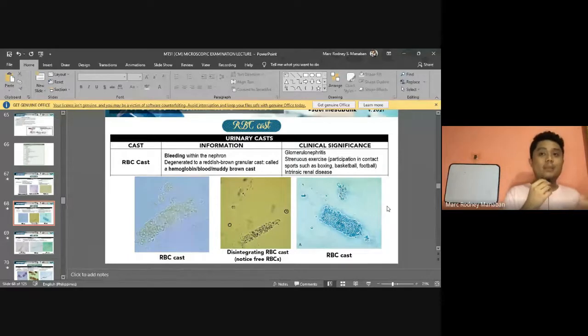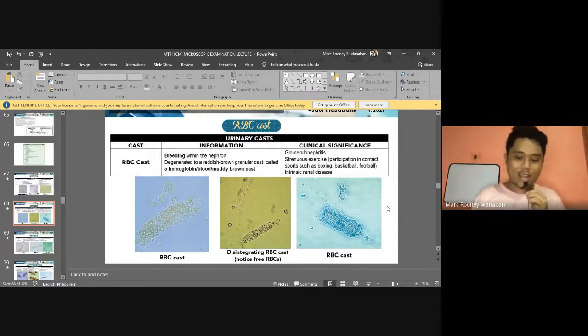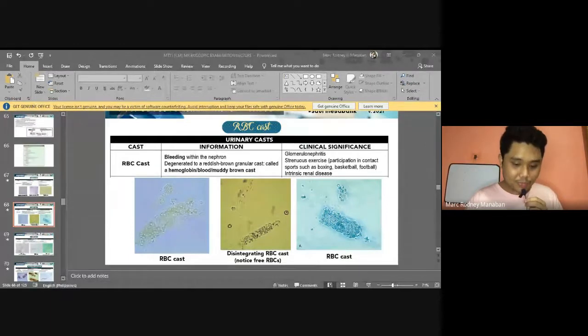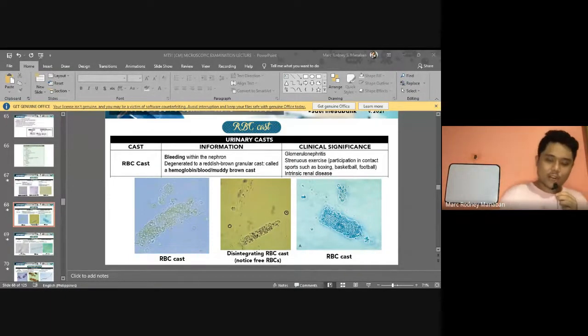It is no longer called an RBC cast. Basta, if you can no longer see the RBCs inside and you only see a homogeneous brown matrix, then that is your hemoglobin, a muddy brown or blood cast. Okay? So what is again the clinical significance? Of course, glomerulonephritis. Okay? Glomerulonephritis, of course, there is glomerular involvement and possible damage.